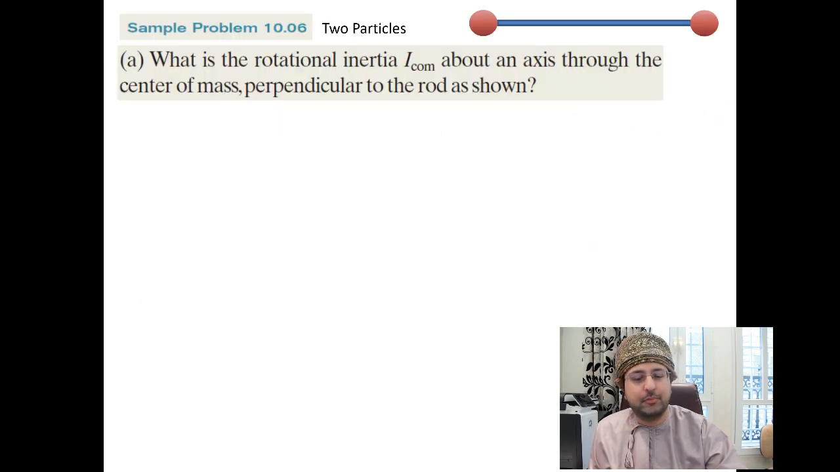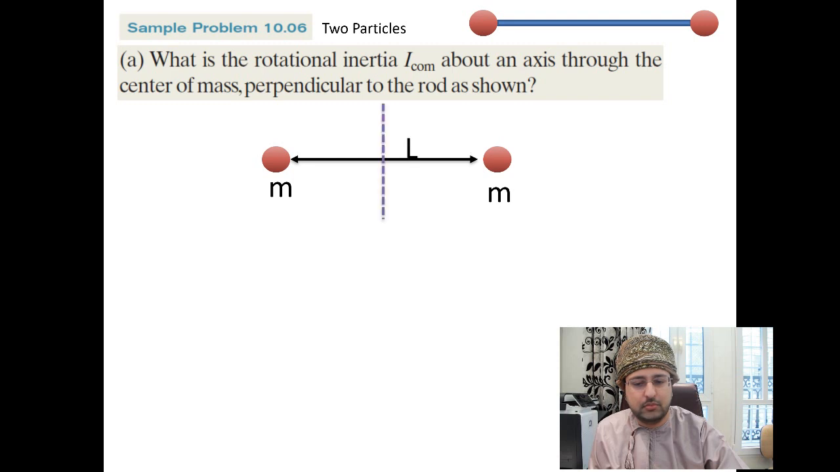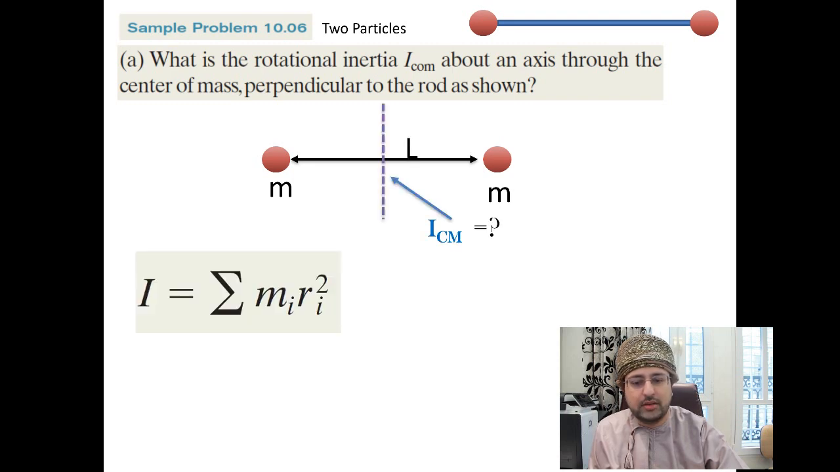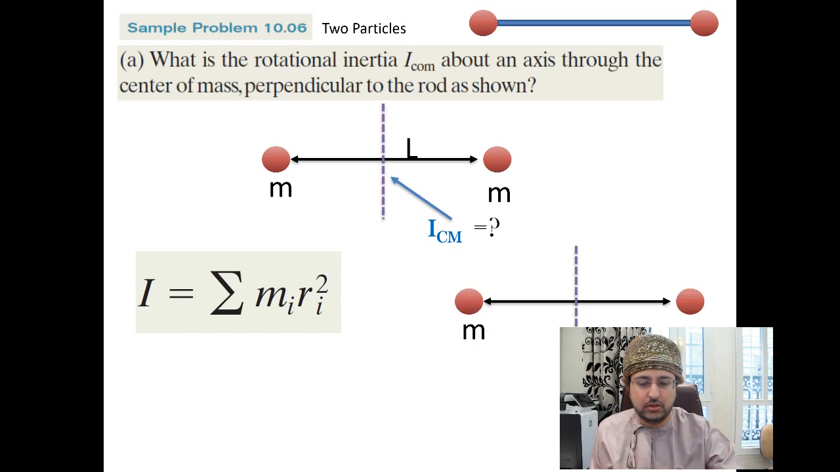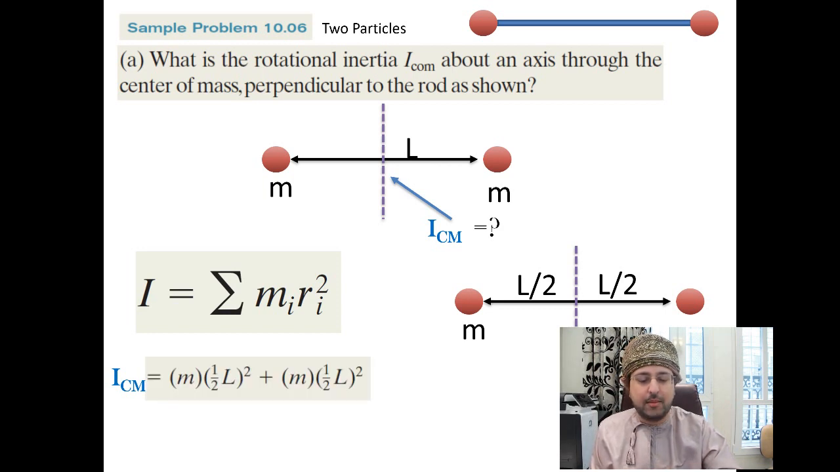Let's do a sample problem. We have two particles and we want the rotational inertia about an axis through the center of mass, perpendicular to the rod. Well, m and m are the same. The distance is L. What is I at the center of mass? For very basic objects, we don't need to use those complicated ones. We can simply go back to the sum of m r squared. Each one of them is a distance L over 2 from the center of mass. And so it is m times half L squared plus m times half L squared, which is just half mL squared.